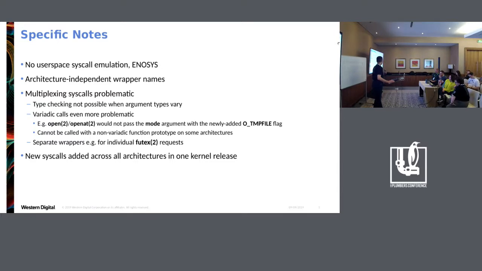And some architectures have limitations in that you can't call a variadic function which has been declared with a non-variadic prototype. So we're not going to handle multiplexing syscalls, and we can make exceptions for the existing examples like futex. But in this case, this would be by using individual wrappers for the individual requests.